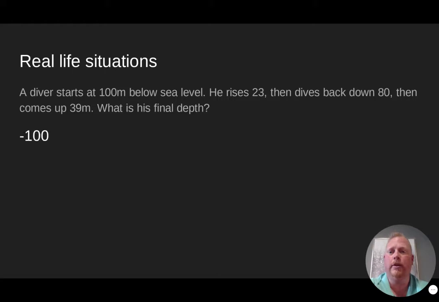We start below the sea level at 100 meters. Because it's below sea level, we're going to call it negative 100. Rises indicates that we plus 23, then dives back down. Because we're going down, it's a negative 80. Then comes up 39, so plus 39. Put those in the calculator, and we end up with negative 118. So that means he's 118 meters below sea level. You will see a couple questions like this on upcoming quizzes, so make sure you know how to set that up.